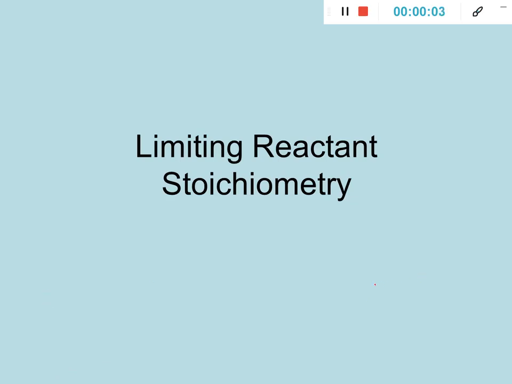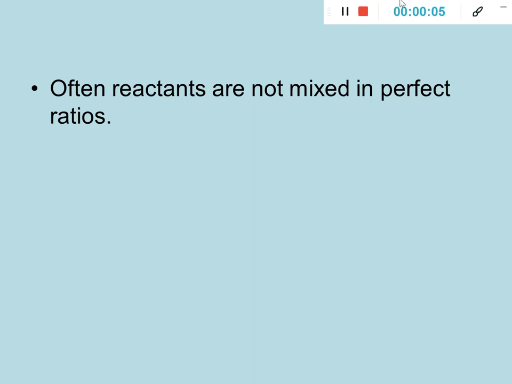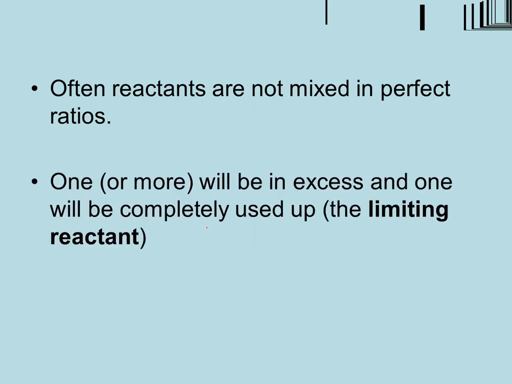Limiting reactants stoichiometry. Often reactants in a chemical reaction are not reacted in perfect molar ratios to each other. Because of this, you're going to end up with one or more, depending on how many reactants there are, of those reactants being in excess.